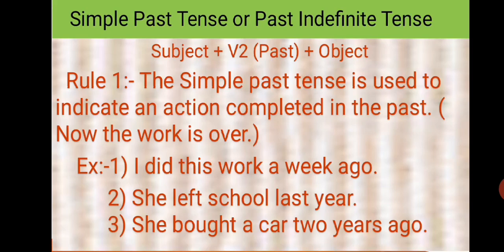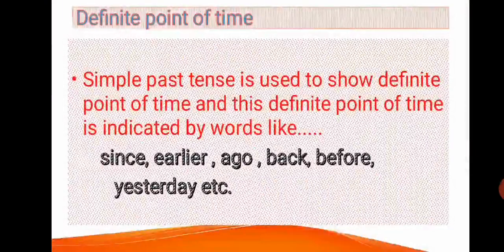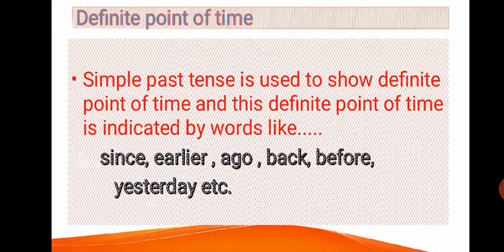Now, this tense is used to show a definite point of time, and this definite point of time is indicated by words like since, earlier, ago, back, before, yesterday, etc. We can see all the words give a sense that the work is now finished. So we can say that the main use of simple past tense is to show an act or a work that completed in the past.